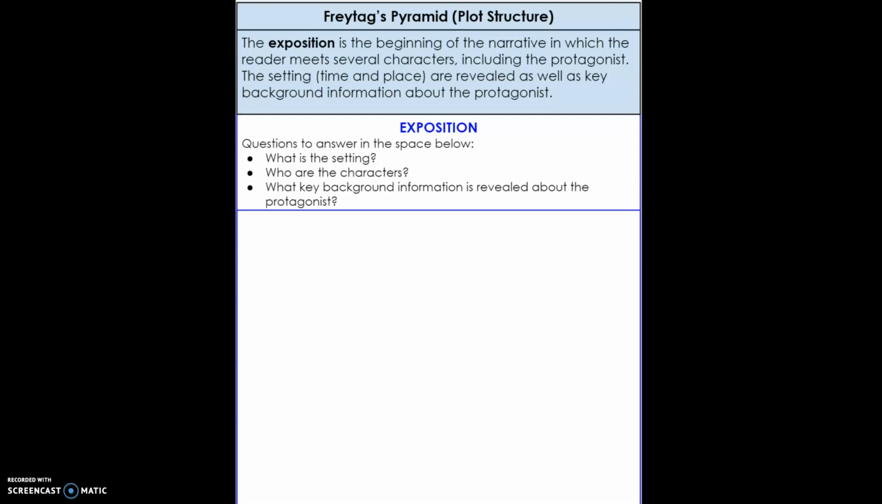So for your exposition, I've given you some guiding questions to answer in this space below. What is the setting of A Wrinkle in Time? When we first start reading it in chapters 1, 2, and 3, where does it take place? And what time period is it? Who are the characters that we meet? So we know we meet Meg, our protagonist, but who else comes into play? And what is some really important key background information that we learn about Meg? What's going on with her family, specifically her family dynamic? There is something that she reveals about her father in particular that is the center of the entire story.